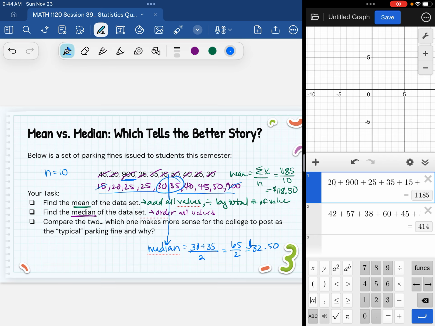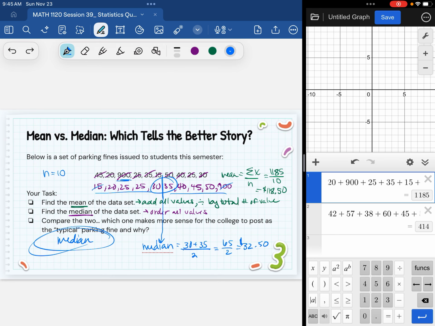Well, think about that. $118.50. Nobody else in the data set had a fine that was even close to that. The $900 fine is pulling the average to make it look like the average is actually higher than it really is, where the $32.50 from the median is probably a little bit more realistic. Well, it definitely is more realistic. So we'll say that the median makes more sense, for them to post as the typical parking fine.